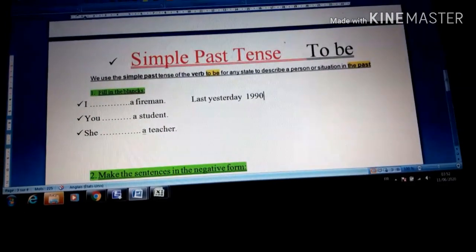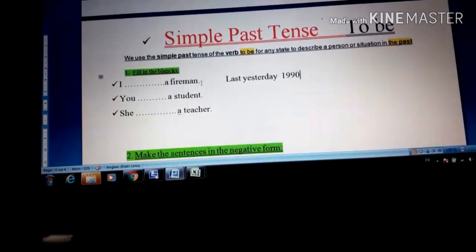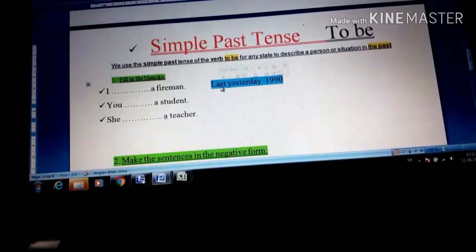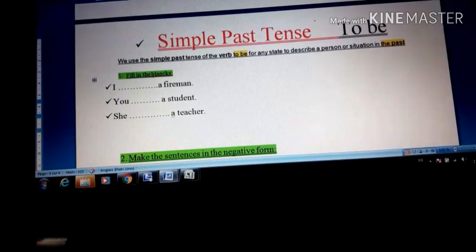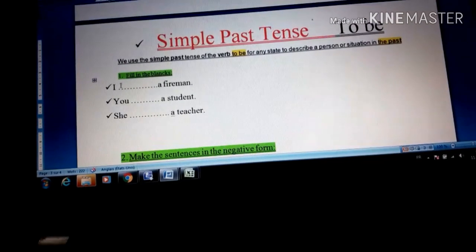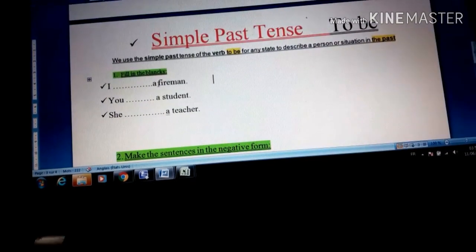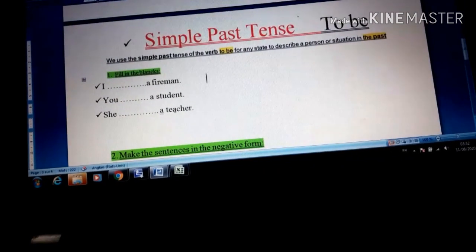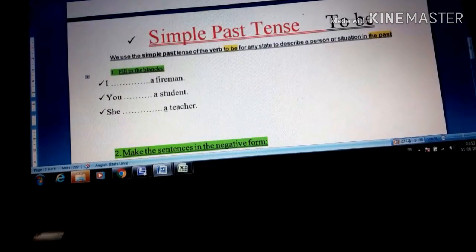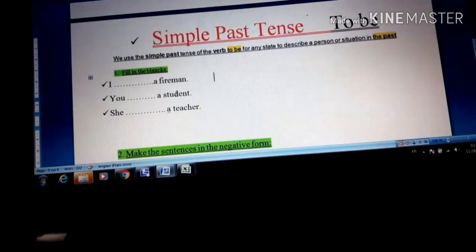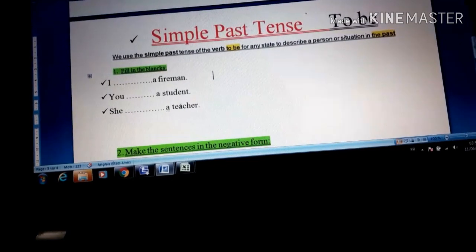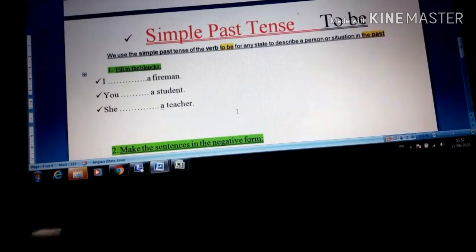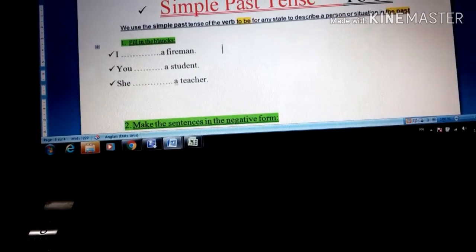1990 or something like this, okay. So let's go to number one, fill in the blanks. Let me erase this first. Fill in the blanks. Here you have: I, you, she; a fireman, a student, a teacher. Fireman, student, and teacher, I think you know them. So here you will choose between was or were. Okay, I think it's clear now. Let's go to number two.